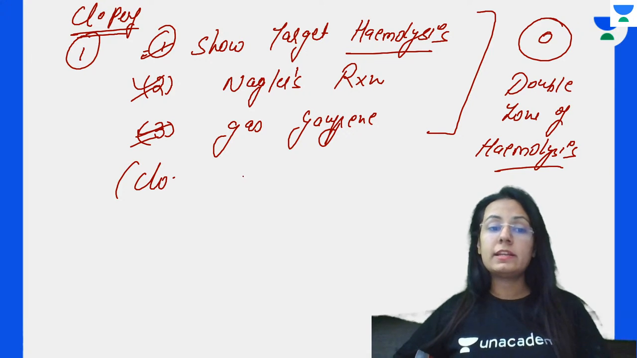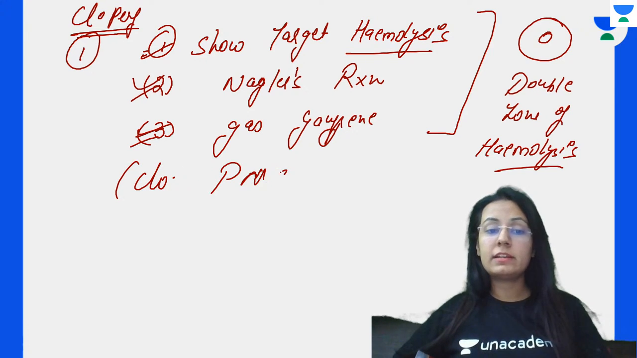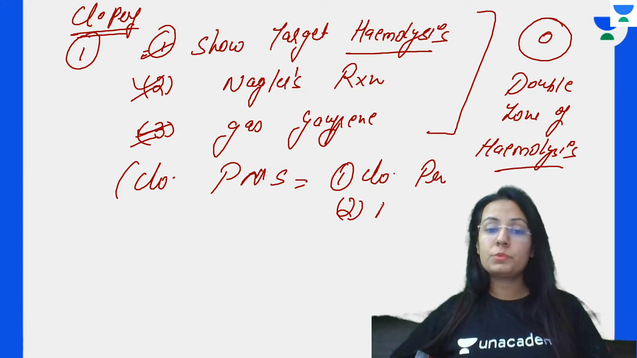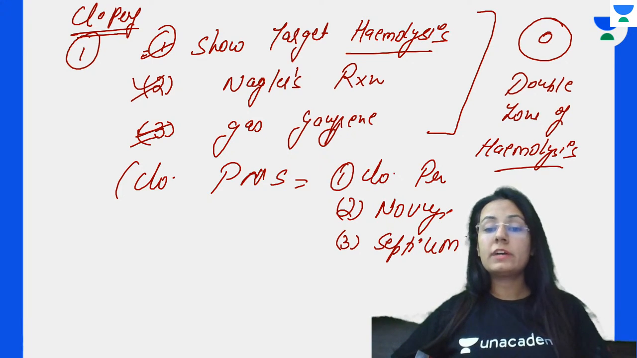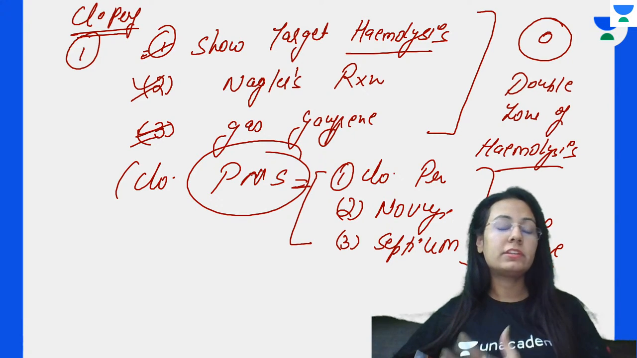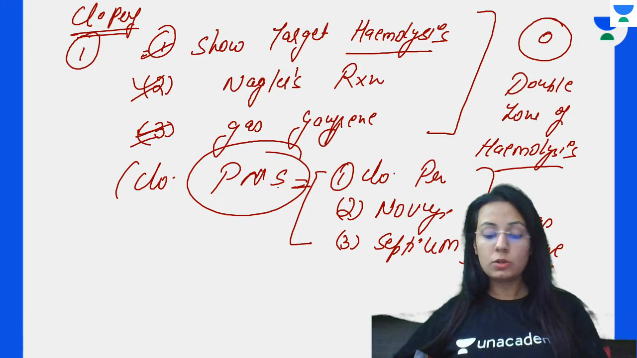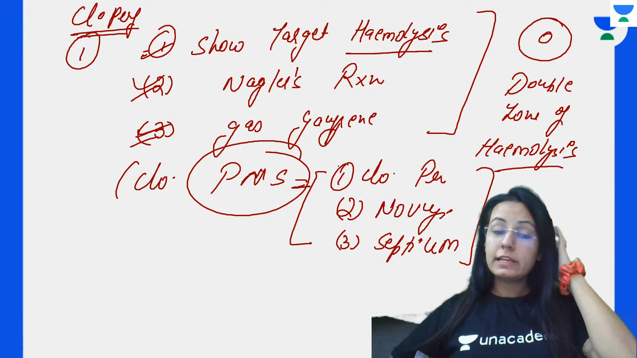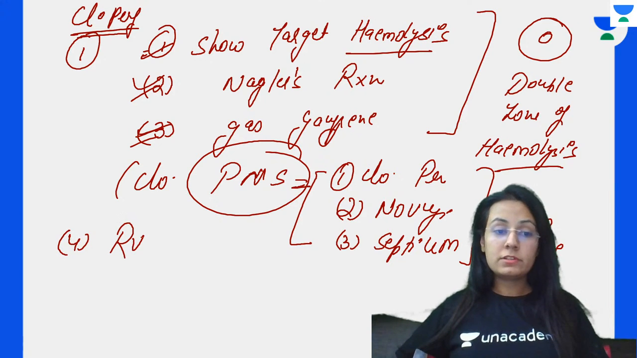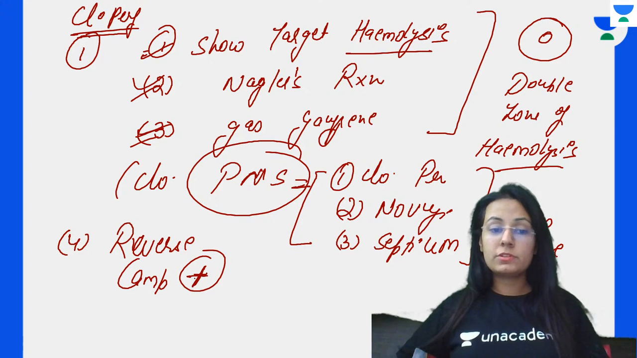Other Clostridium, how we remember, is P, N and S, that is Clostridium perfringens, Clostridium novyi, Clostridium septicum. They all are responsible for causing what? Gas gangrene. Other than this, even histolyticum is also causing gas gangrene. But these PNS are the three most important, and the most common is Clostridium perfringens, that is causing gas gangrene. And they show the reverse CAMP test positive. So these are the key important points about Clostridium perfringens.